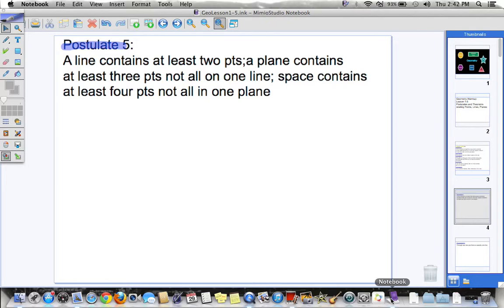Why can't they all be on one line? Same reason why if you had just 2 points, you could have numerous planes going through those 2 points. Just like if you have 3 points on a line, you could have numerous planes going through those. Then the last part of this is space contains at least 4 points.